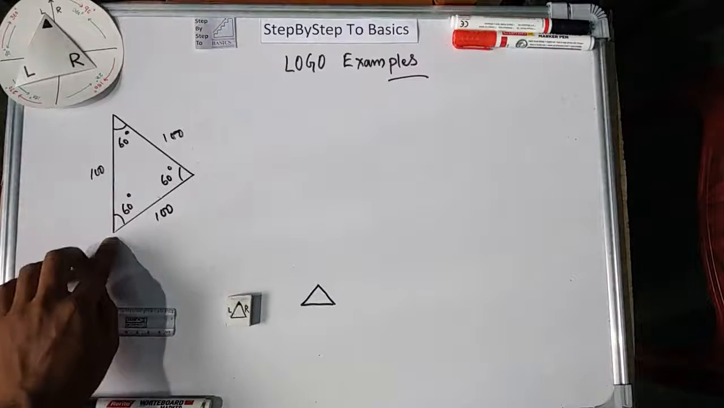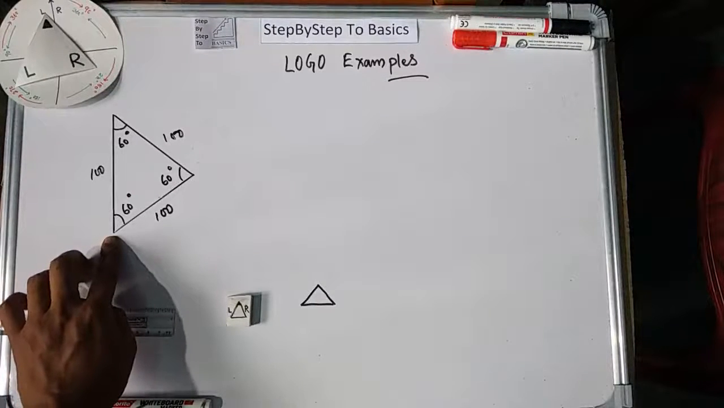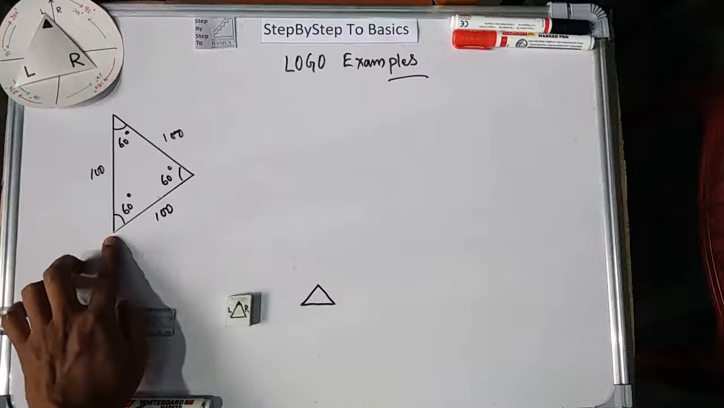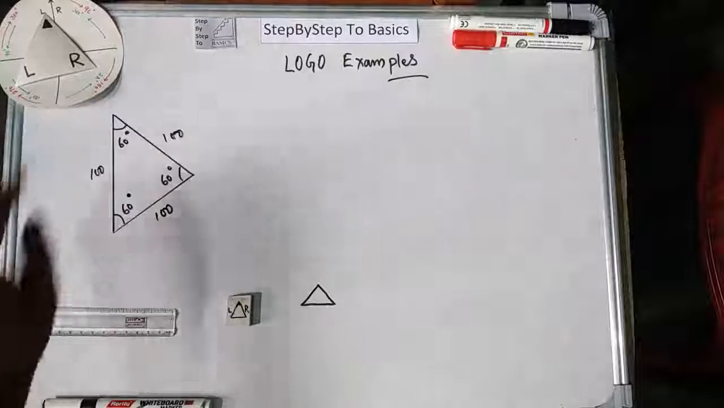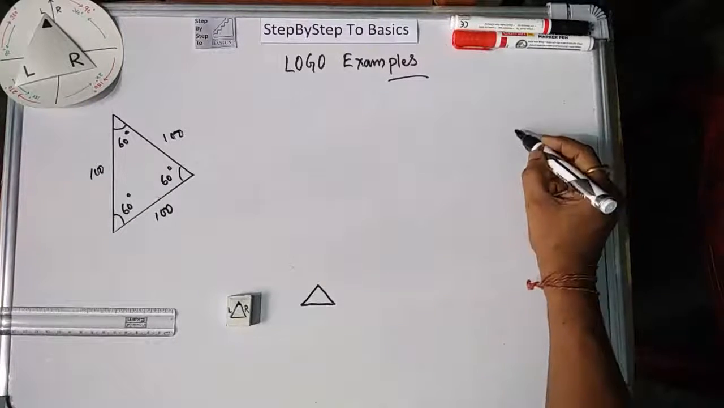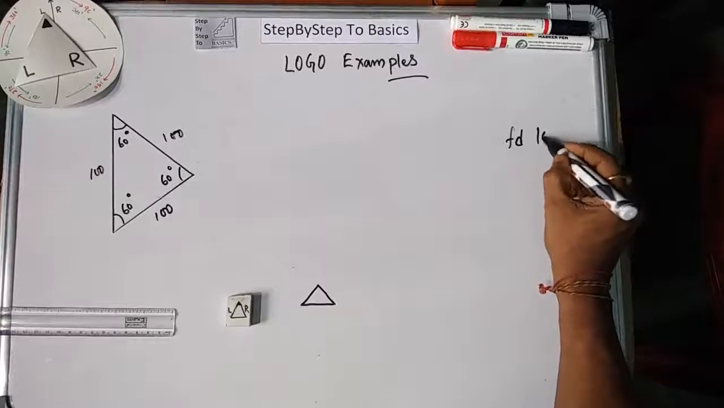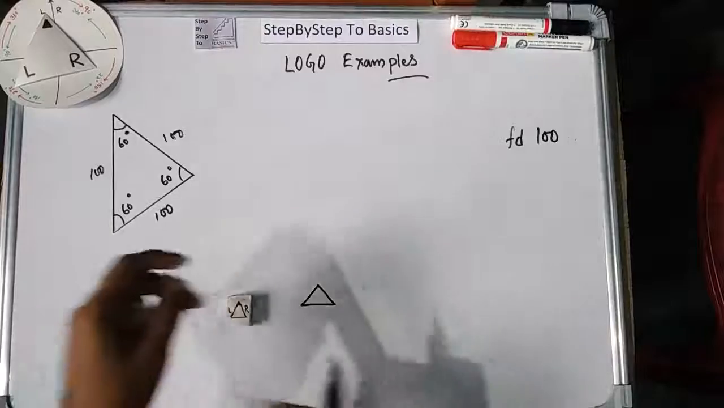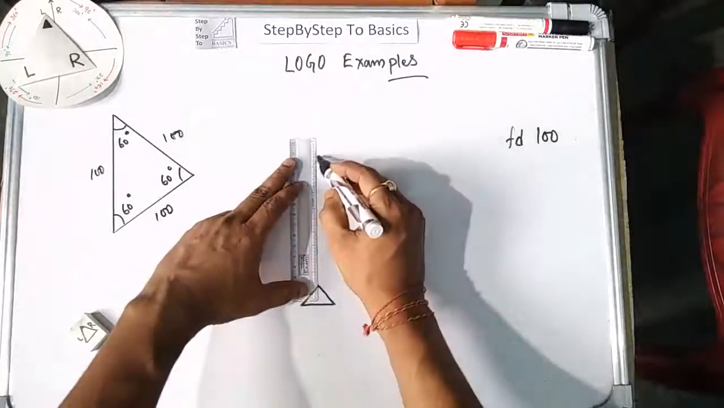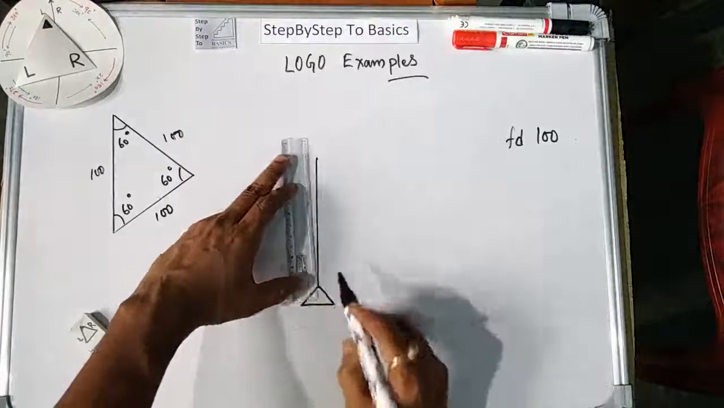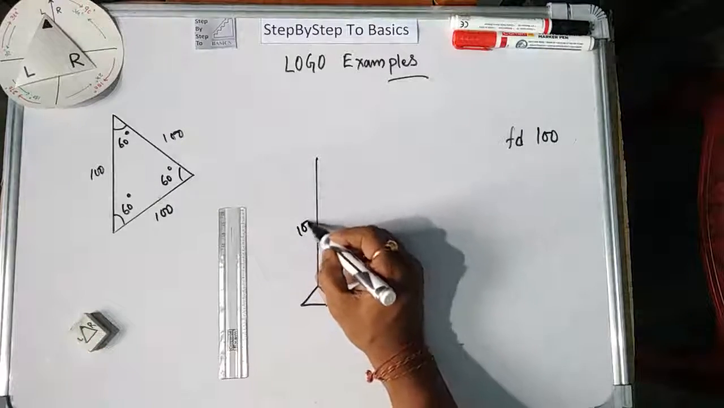As you can see, initially our cursor or turtle remains here. Then from here it should move forward first. So I will write the command here: FD 100. No issues. The cursor will move first this way, 100 steps. So this is 100.